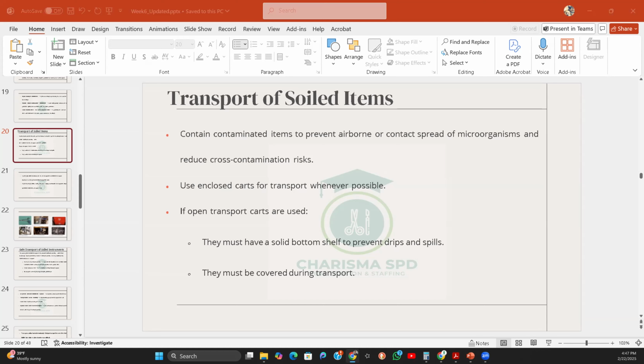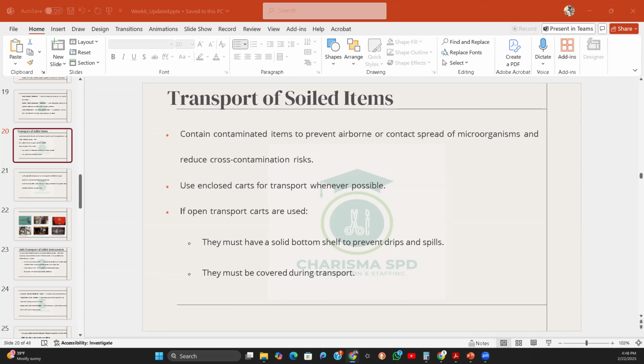Some facilities do not have these enclosed carts, all right? They use open carts. I worked in a facility where they didn't have enclosed carts, they used open carts. In that case, the recommendation is that these open carts must have a solid bottom. It must have a solid bottom.